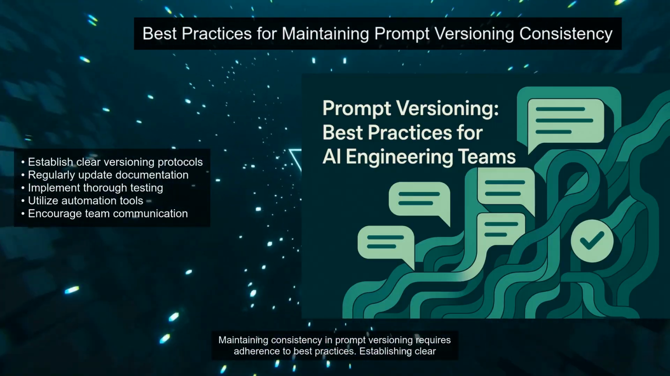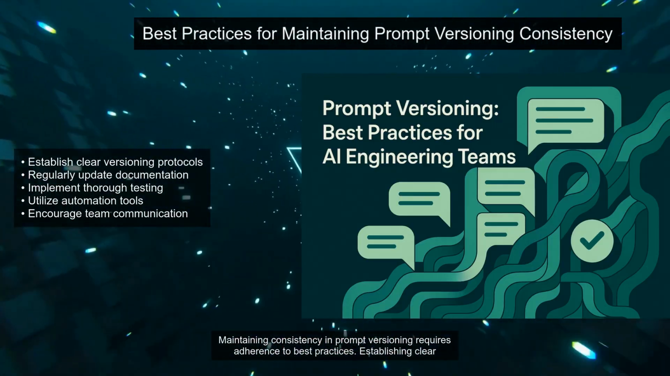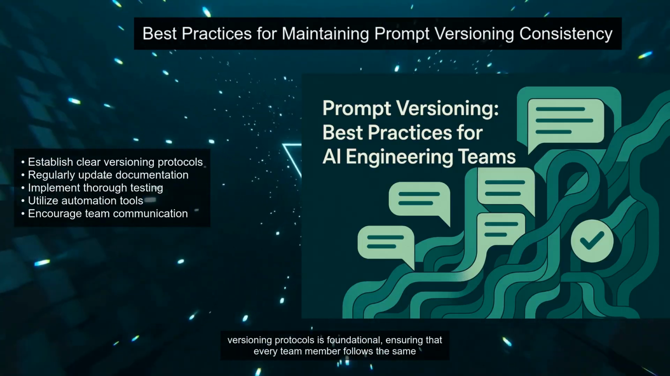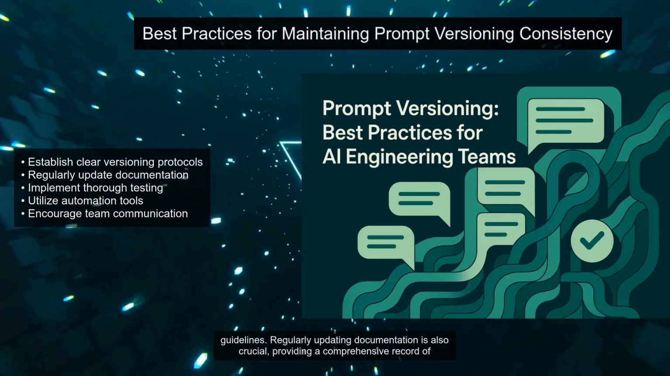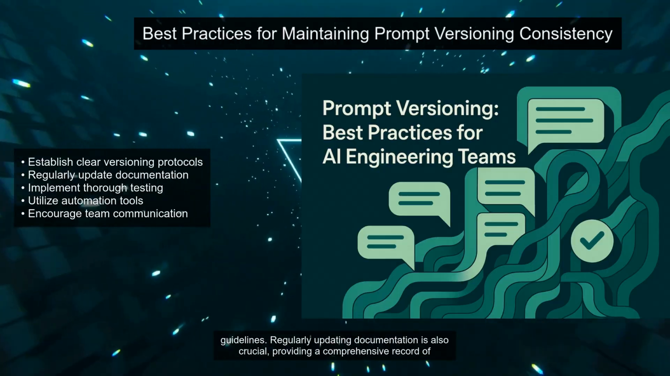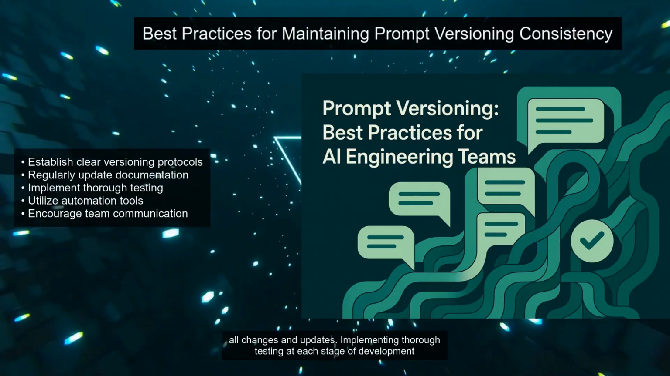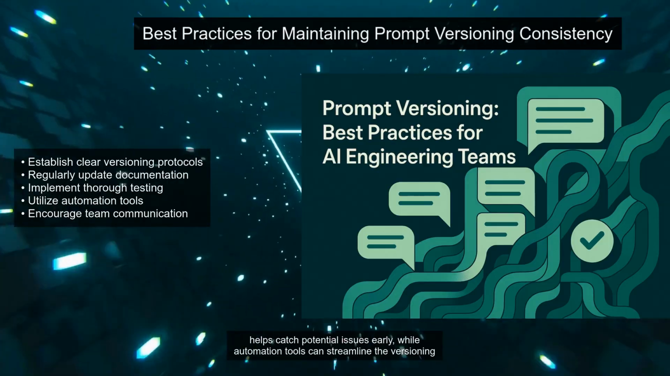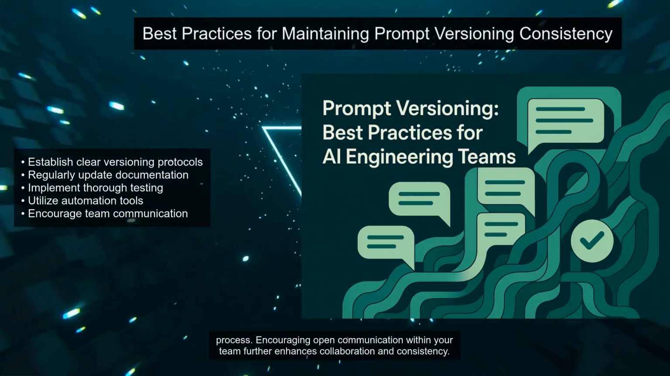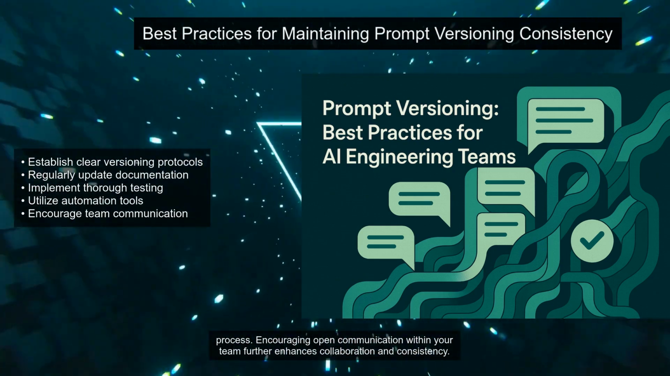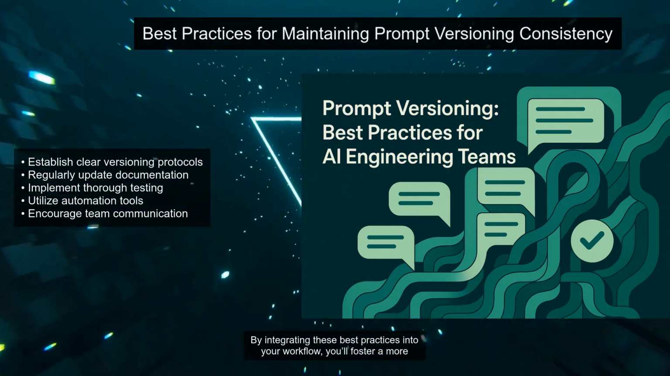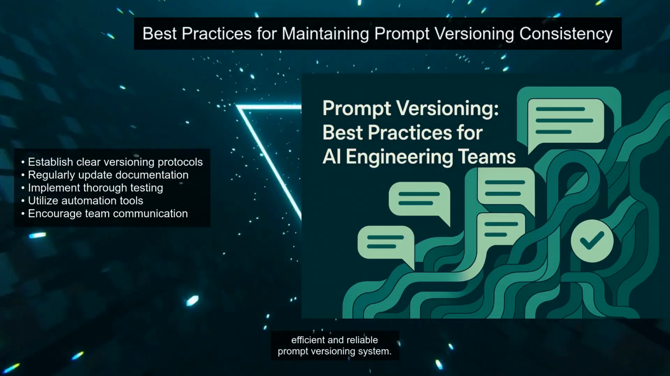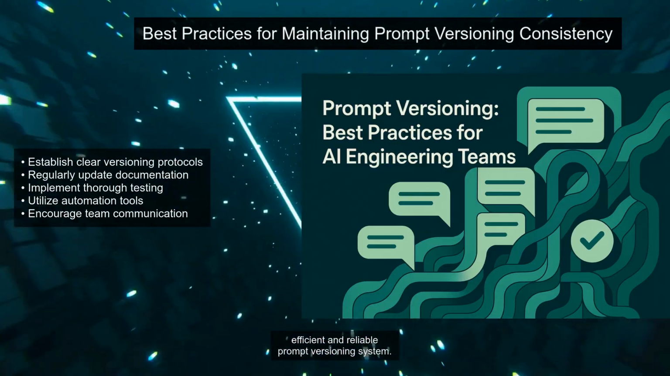Maintaining consistency in prompt versioning requires adherence to best practices. Establishing clear versioning protocols is foundational, ensuring that every team member follows the same guidelines. Regularly updating documentation is also crucial, providing a comprehensive record of all changes and updates. Implementing thorough testing at each stage of development helps catch potential issues early, while automation tools can streamline the versioning process. Encouraging open communication within your team further enhances collaboration and consistency. By integrating these best practices into your workflow, you'll foster a more efficient and reliable prompt versioning system.